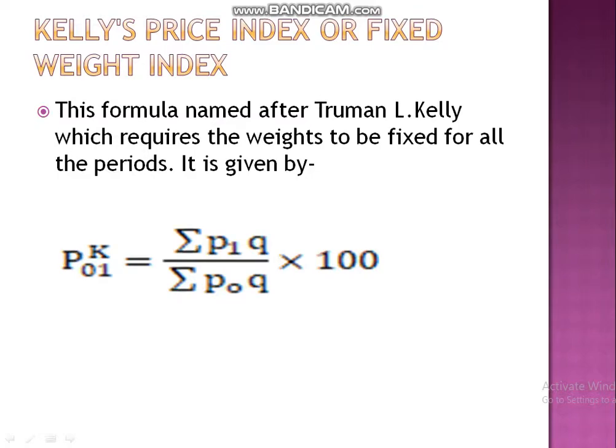P01K, that is Cayley's price index, is equal to summation P1Q divided by summation P0Q into 100. Here Q is the fixed weight. You can see Q, they have not mentioned 0 or 1, that is, they have not mentioned whether it belongs to the current year or base year. It is actually a fixed weight, that is why there is just Q. Okay, so this is the formula of Cayley's price index. Now we shall solve problems on both Fisher's index and also Cayley's price index or fixed weight index.